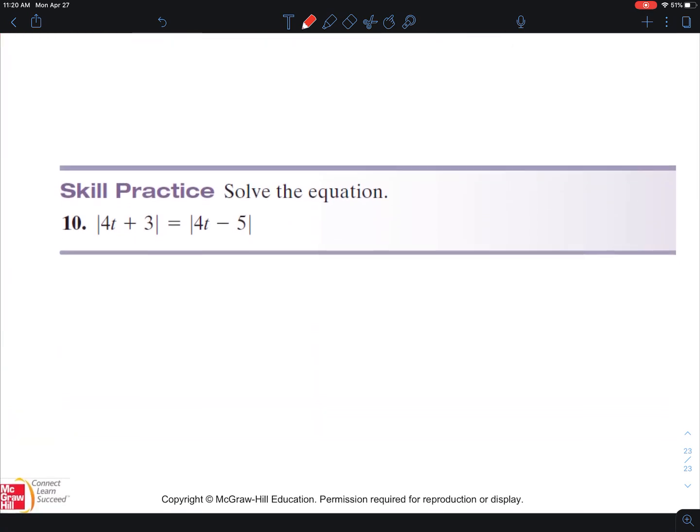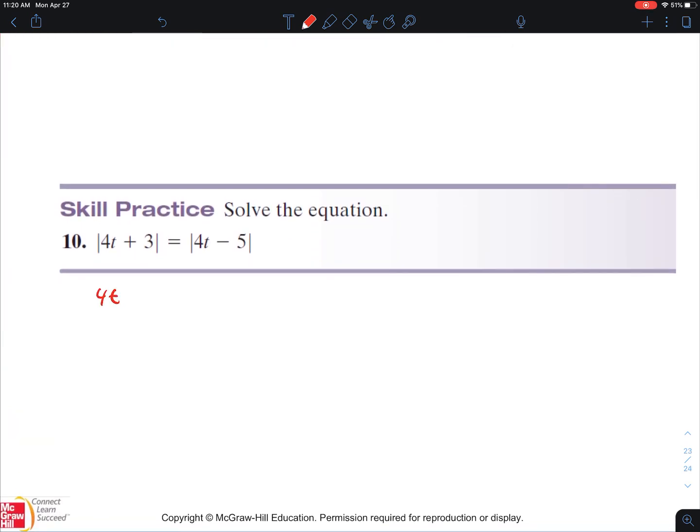All right. Same thing here. 4t plus 3 is equal to negative 4t minus 5, or 4t plus 3 is equal to 4t minus 5. So if I subtract the 4t from both sides, I get 3 is equal to negative 5. That makes no sense, right? So that's no solution there.